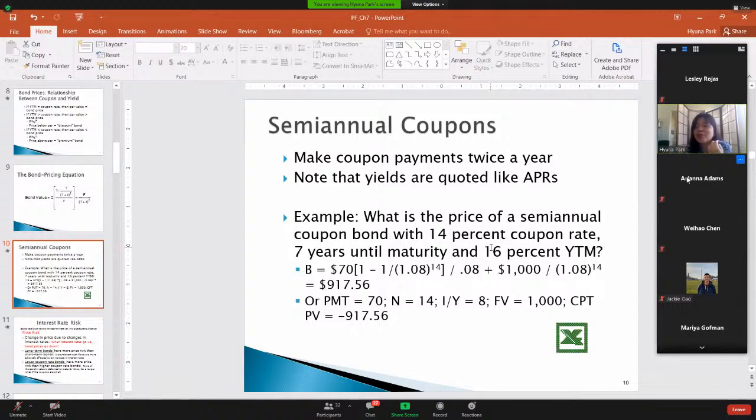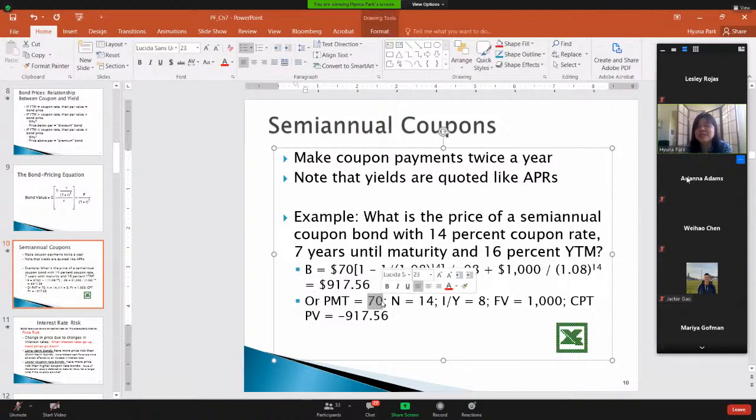$70, not $140, because the payment should be $70. Why? Payment is based on the coupon rate. So the coupon rate is 14%, which means $140. 14% of 1,000 is $140. But by definition, that $140 is the annual coupon. This bond pays a semi-annual coupon. So every 6 months, bondholders receive half of 140, which is 70. That's why we enter 70 as the payment in the financial calculator or in Excel.